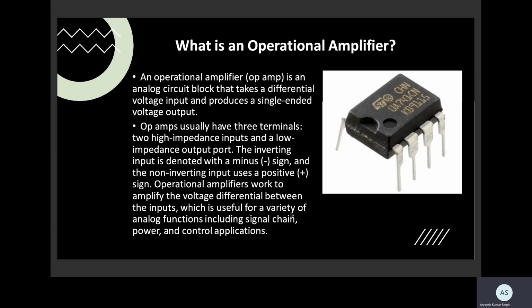What is an operational amplifier? An operational amplifier is an analog circuit block that takes a differential voltage input and produces a single-ended voltage output. Op-amps usually have three terminals: two high impedance inputs and a low impedance output port.